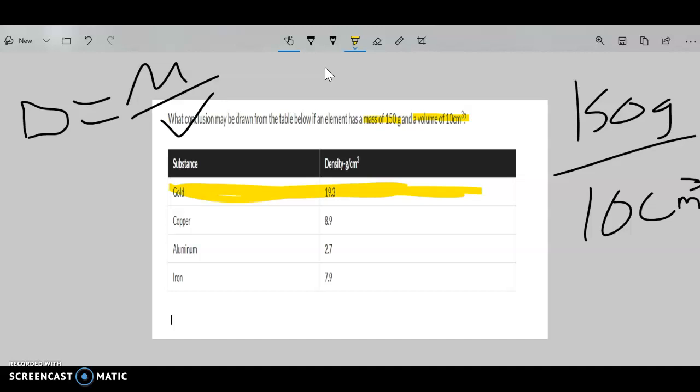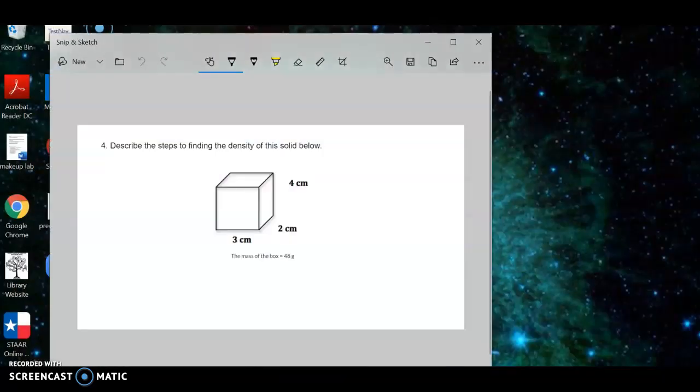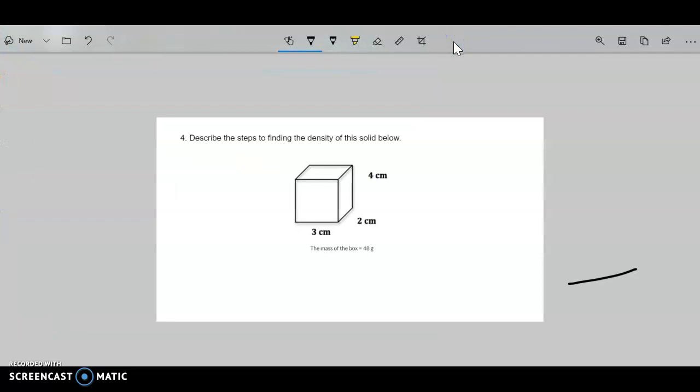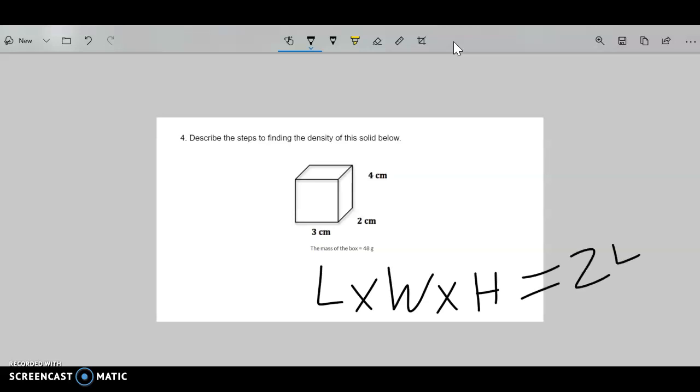Then you had another question. And number 4. So you had started with number 4 correctly. You know how to find your volume. Length times width times height. And you got that already. That was 24 centimeters cubed. So that was our volume.